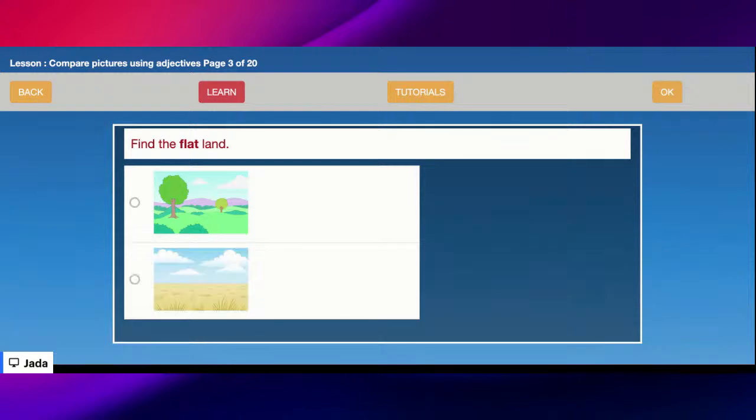So next one, find the flat sand. Which of these is the flat sand? Find the flat sand. Which of these is flat? Is it the first one or the second one? Okay, good guys. Send in your answers.